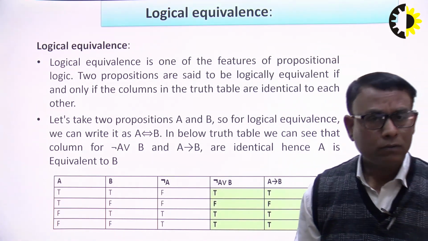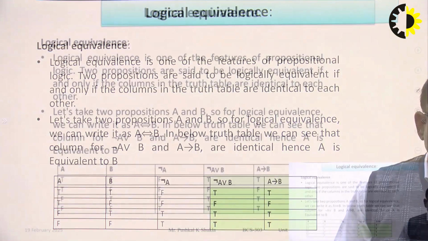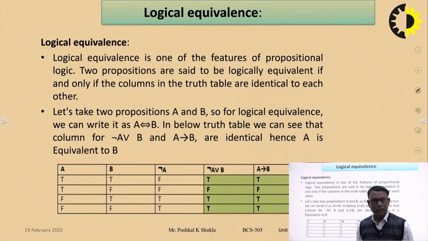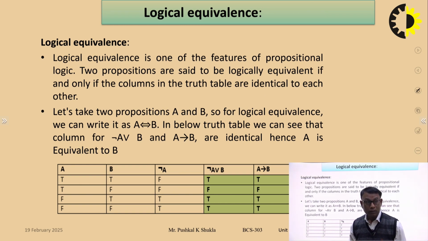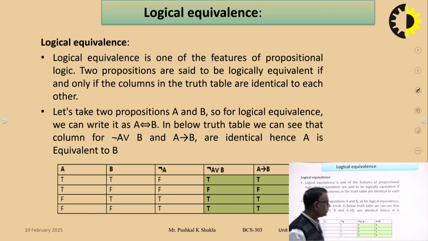propositional logic. So, already in previous lectures we have discussed propositions or the declarative sentences which are either true or false, but not both simultaneously. So, if we are talking about propositional logic, logical equivalence is the important feature of the propositional logic. Two propositions are said to be logically equivalent if and only if the columns in the truth table are identical to each other.